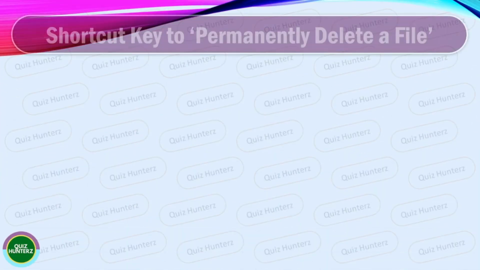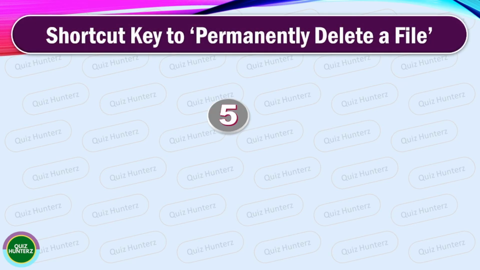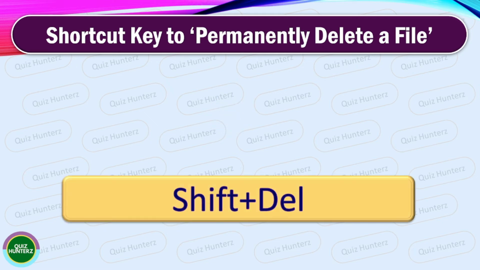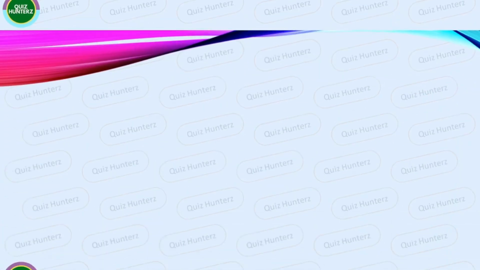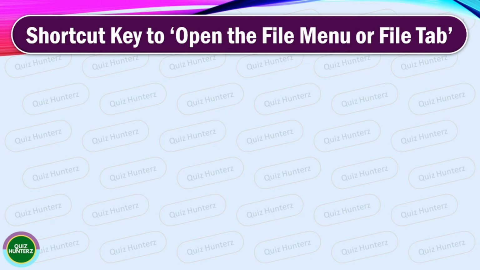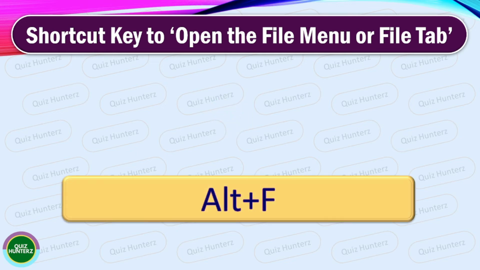Next question. Shortcut key to permanently delete a file. And the correct answer for this one is Shift plus Delete. Next question. Shortcut key to open the File menu or File tab. And the correct answer for this one is Alt plus F.